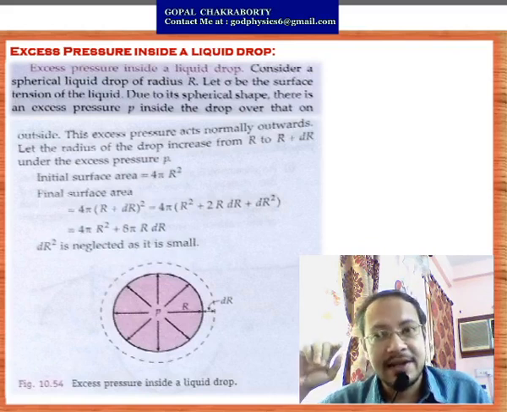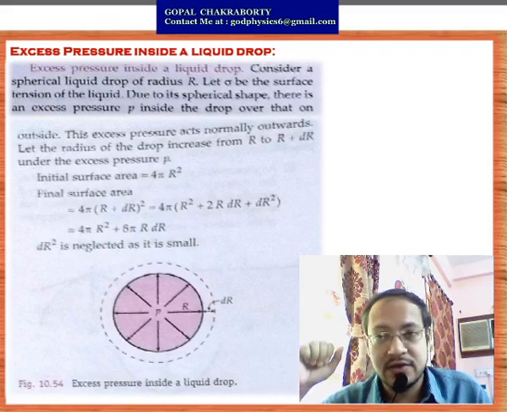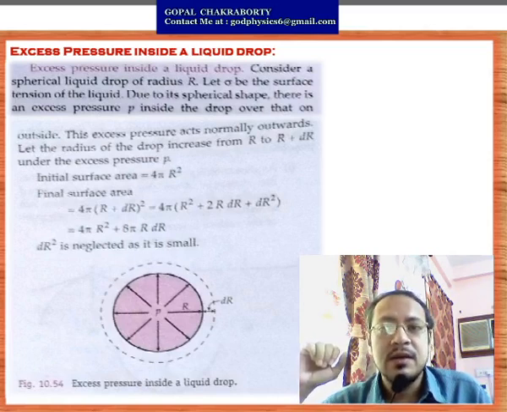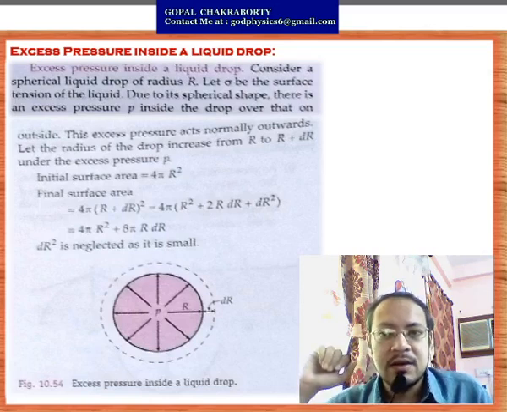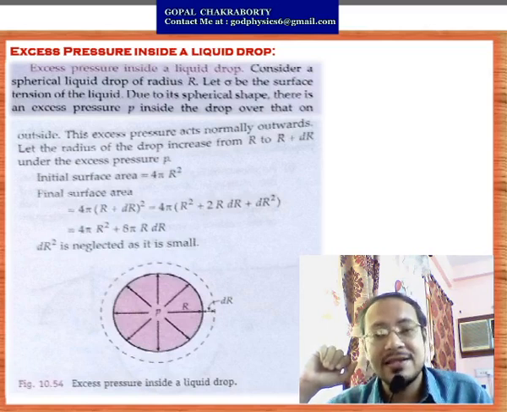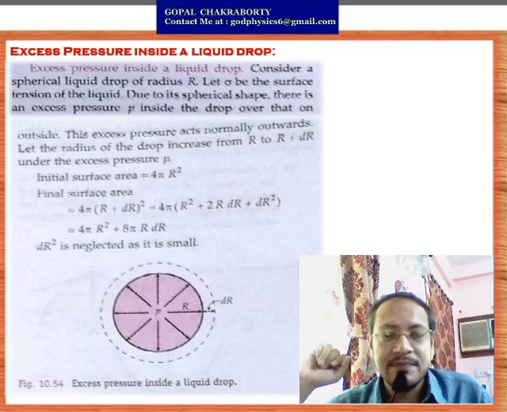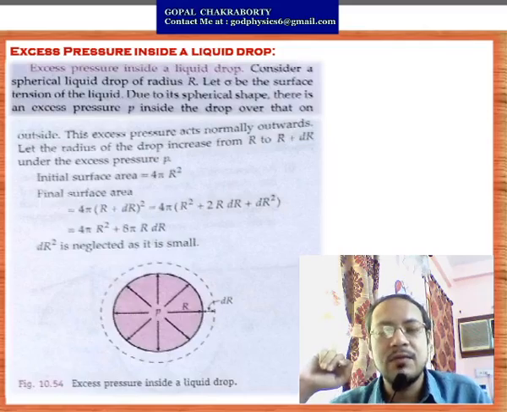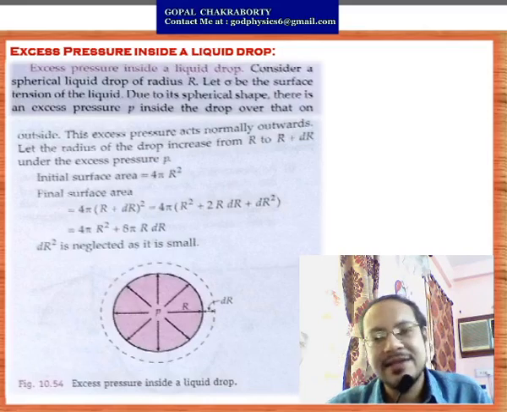Due to its spherical shape, there is an excess pressure P inside the liquid drop relative to the outside. The excess pressure acts normally in an outward direction. Now let the radius of the drop increase from capital R to capital R plus dr. The initial surface area was 4 pi r squared, as it is a sphere, without expansion. Now when you expand it from radius r to r plus dr, the final surface area will be 4 pi (r plus dr) whole squared.